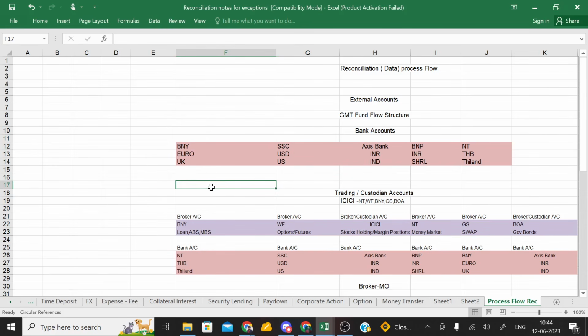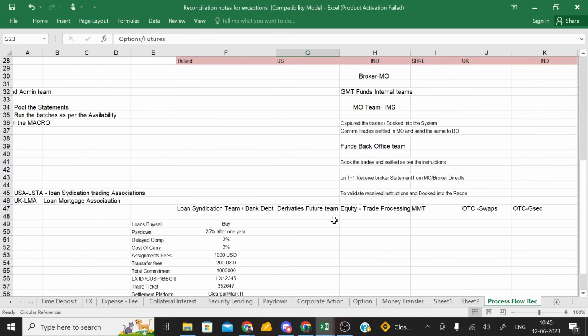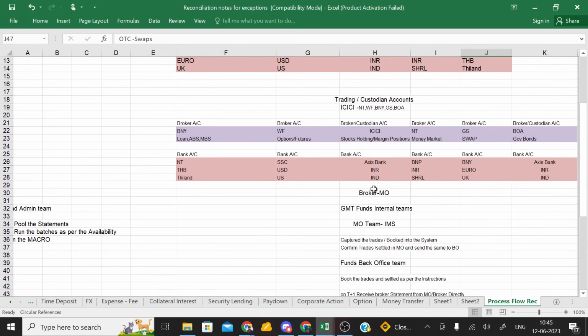Sir, a doubt. In the reconciliation part, do we have to do reconciliation for every product, or will one product suffice? No, we have to do the reconciliation for every product. That's why I'm taking a couple of examples for loans, derivatives, equity, OTC. We perform reconciliations for each and every product, and that is also in detail.